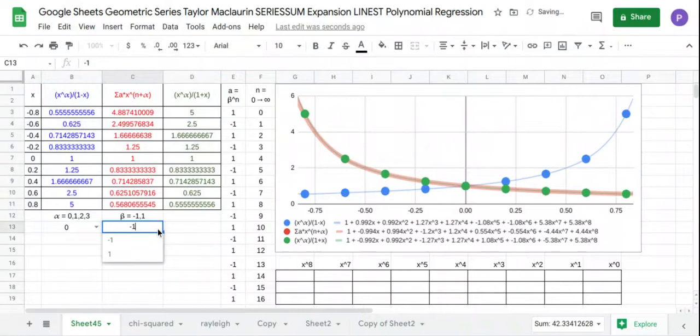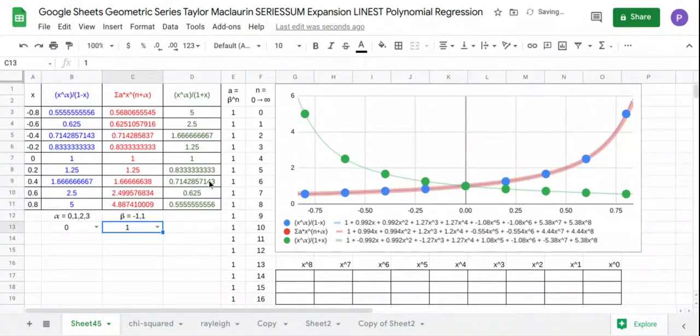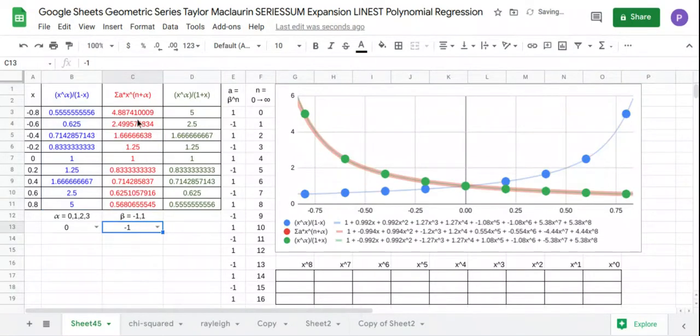So we can toggle from -1 to +1. Right now at 1, this approximates the x to the power alpha over 1 minus x. So at beta is -1, the expansion approximates x to the power alpha over 1 plus x.